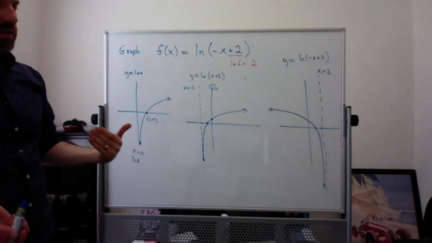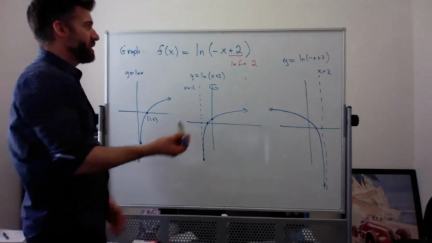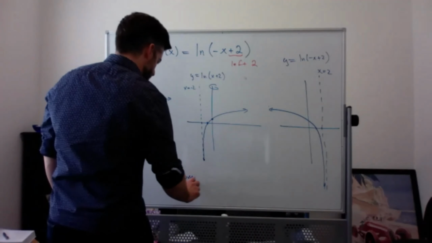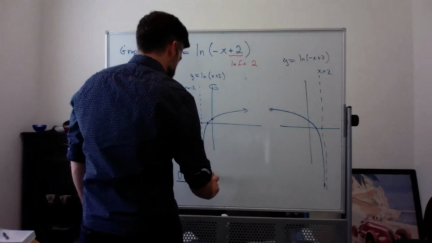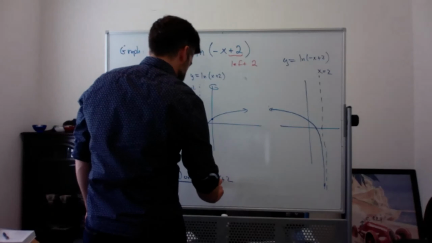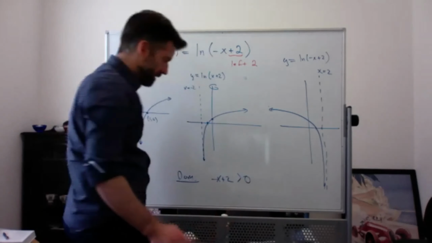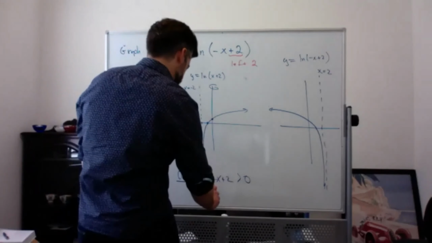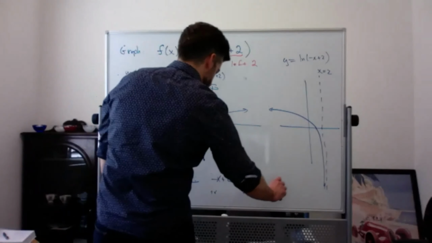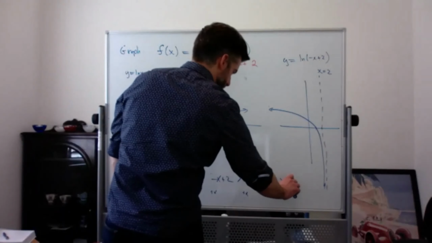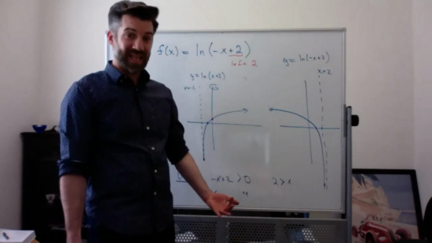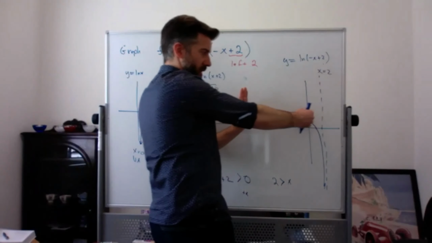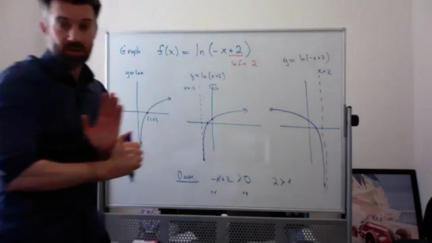In case you're not convinced, if you look at the domain of this function, we know the domain for a logarithmic function is that the inside stuff has to be greater than 0. The easiest way for me to solve this inequality is just to add x to both sides. If I add x, I get 2 is bigger than x. So this says my domain is x is less than 2, which is definitely what this looks like. I've got x equal to 2, and I've got everything less than 2. So we can also see that the domain makes sense.